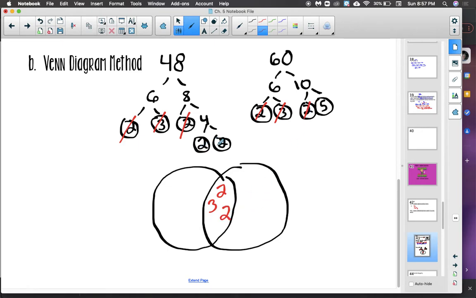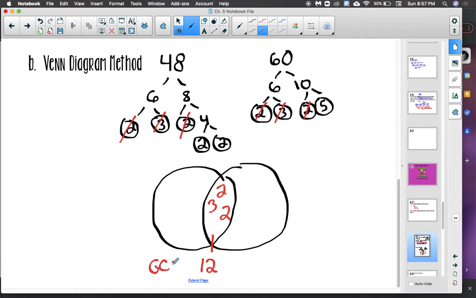Now I've got a 2 here and a 2 here, and a 5 over here, and they're not the same, so I'm not going to put them in the middle of my Venn diagram. So I'm going to take the numbers in the middle and I'm going to multiply them together. 2 times 2 times 3 is 12. And that's my GCF.